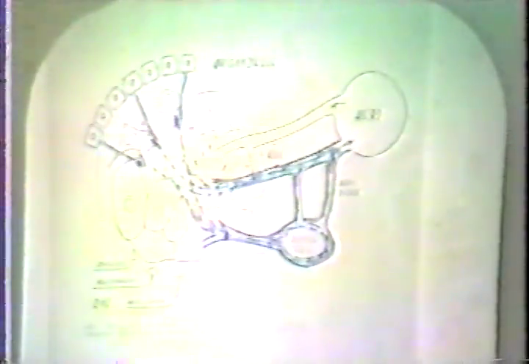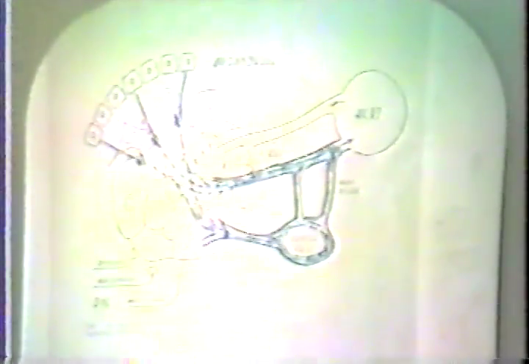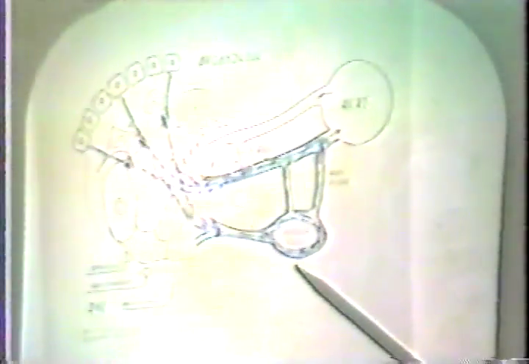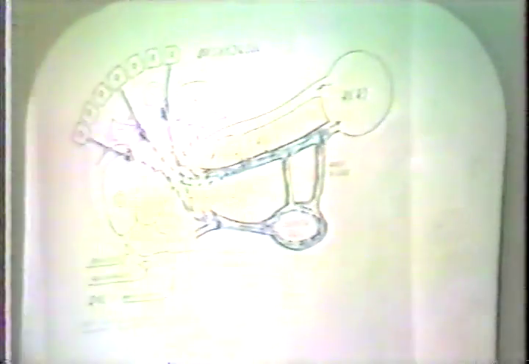The metabolic products for removal that are smaller than 10,000 molecular weight go back via the capillary system, and those that are larger than 10,000 molecular weight use the lymphatic system for the elimination.